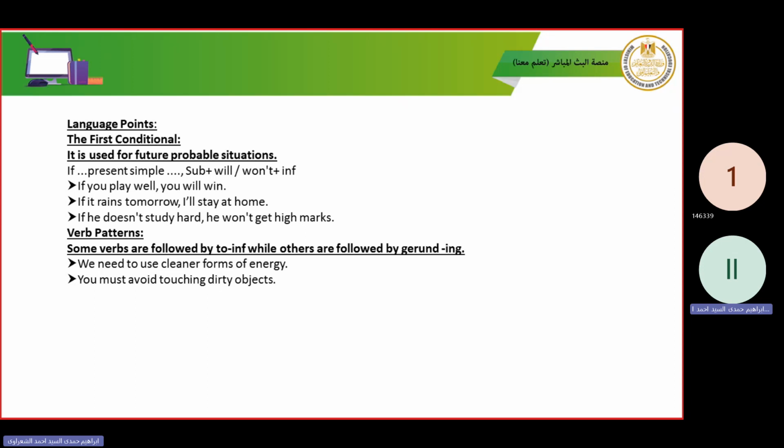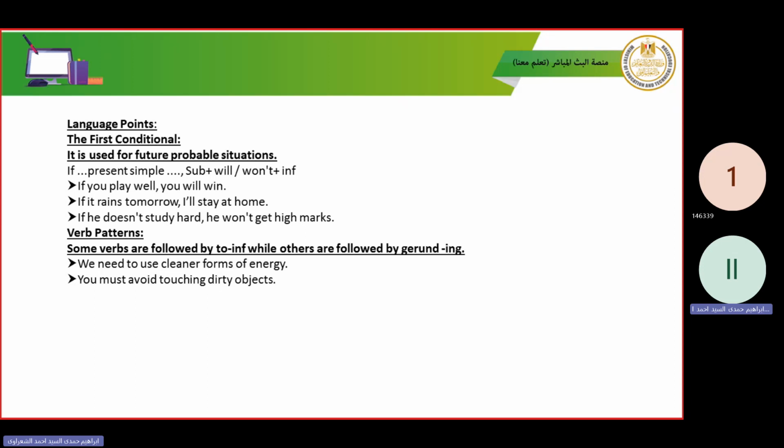Now the second language part we have here, as I told you, is verb patterns. Some verbs are followed by to infinitive while other verbs are followed by gerund. We mean by gerund adding ing to the verb. If I say we need, of course, we need is followed by to infinitive. We need to use cleaner forms of energy. Likewise, he wants. Can I say he wants to study? He wants to study. Likewise, he has decided going or to go? He has decided to go.